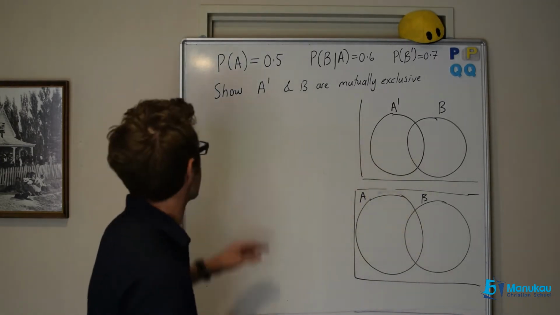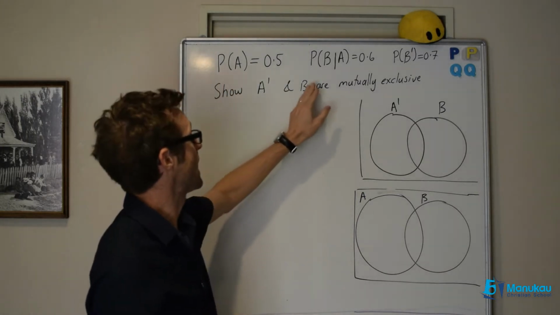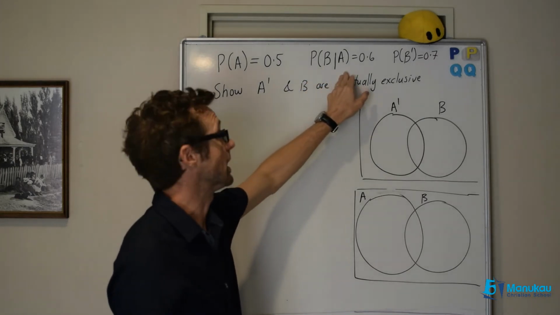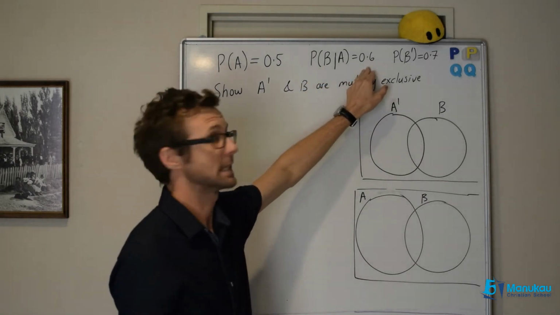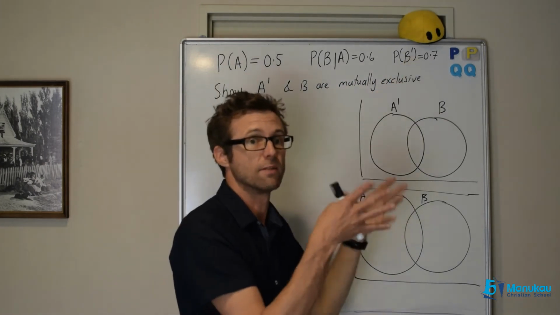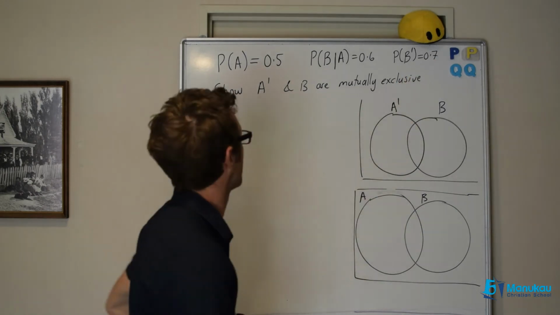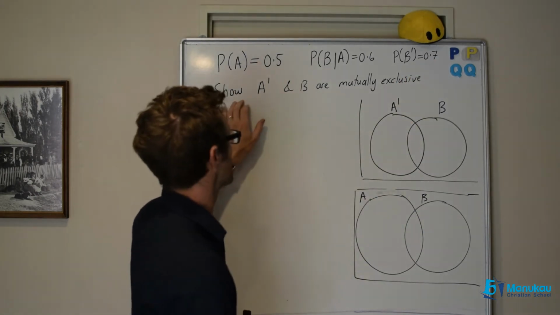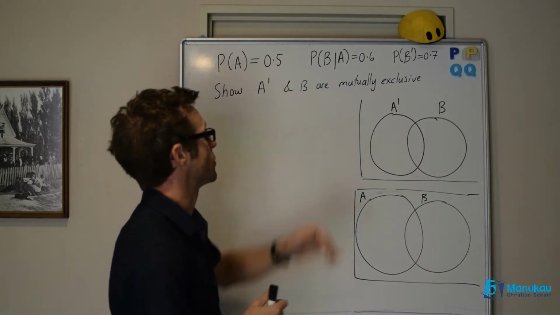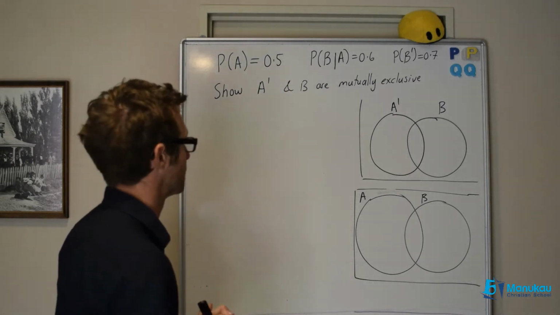We are told that the probability of event A is 0.5, and we're told that the probability of event B given event A is 0.6, and we're told the probability of the complement of B, in other words the probability of not B, is equal to 0.7. And we want to show that the complement of A, not A, and B are mutually exclusive. So how are we going to go about solving this?